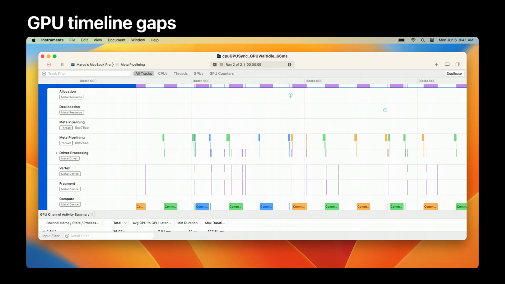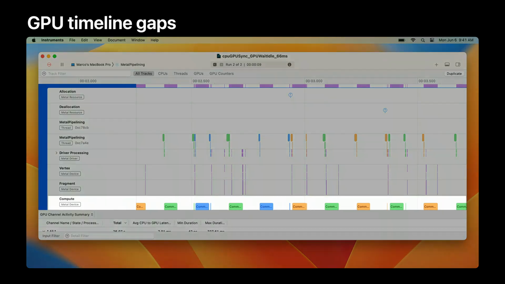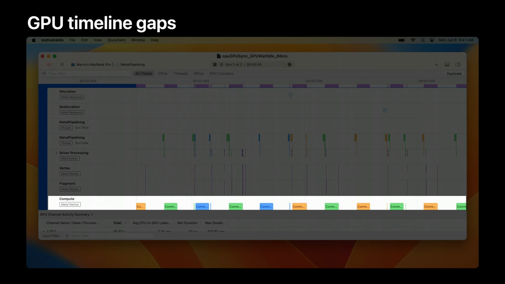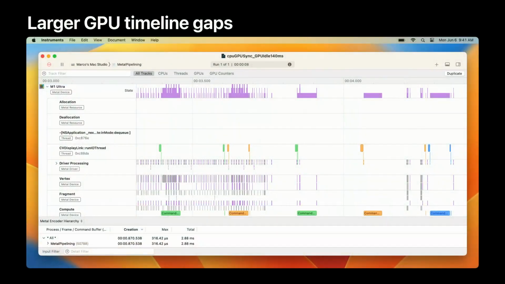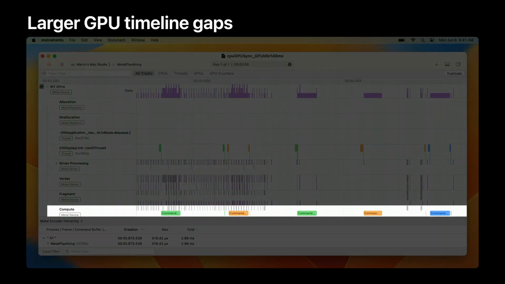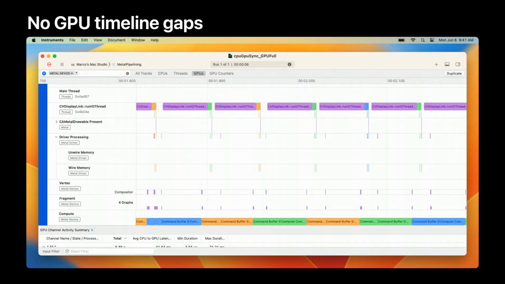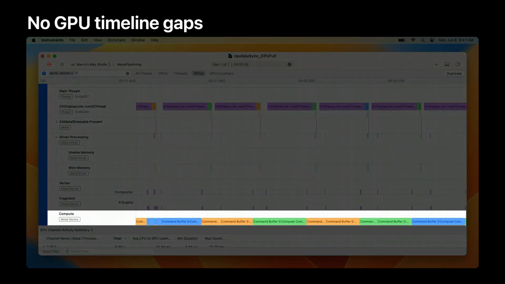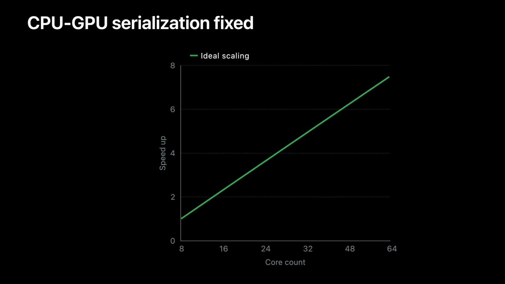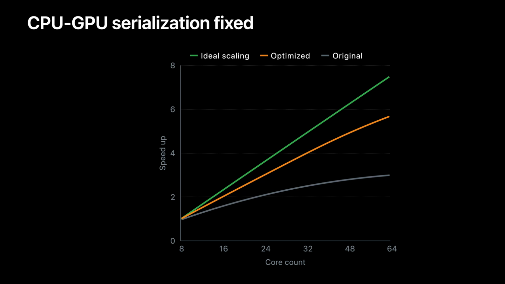This Instruments trace from an M1 Pro shows big GPU timeline gaps, and this will clearly prevent proper scaling. On M1 Ultra, the same workload is indeed a bit faster, but the GPU idle times became higher, and the workload is not scaling well. The big gaps are caused by CPU synchronization using waitUntilCompleted on the command buffer. After changing the waiting logic and removing serialization, the GPU became fully utilized, which is great. Comparing the workload scaling before and after, we can state that the scaling became much closer to ideal scaling.